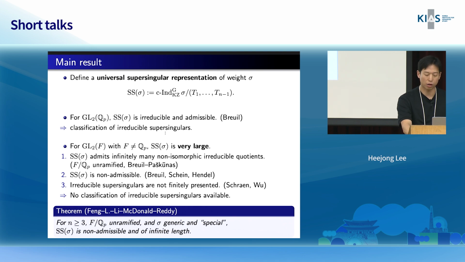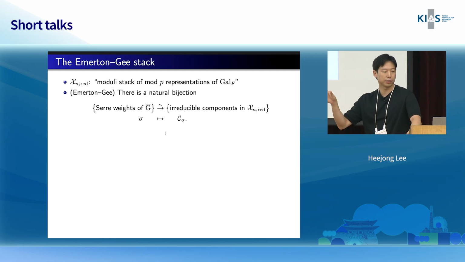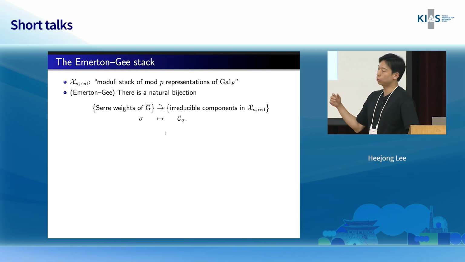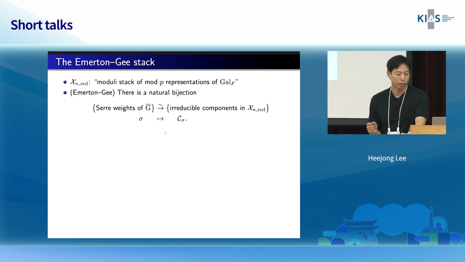So I need to talk about the analog of Par G in the l equal to p setting, called the Emerton-Gee stack. And I'll only consider what's called the reduced substack. So this should be thought of as a moduli stack of mod p Galois representations. And we know that there's a bijection between these set of weights and these irreducible components in the reduced Emerton-Gee stack.